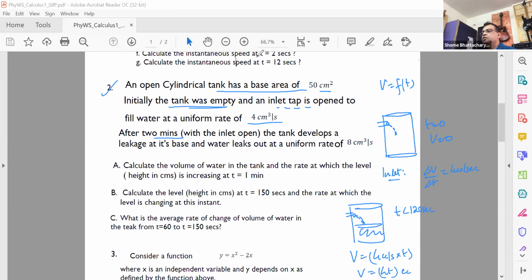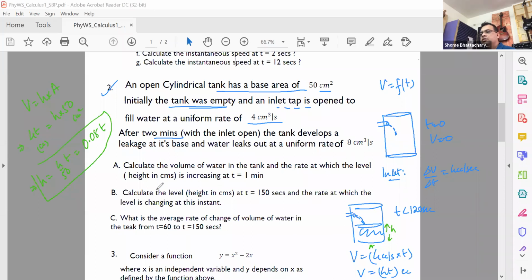And therefore, if the height of the water column is h and the base area is a, so this volume is also equal to h into a. So this volume, which is 4t in cubic centimeters, is that height multiplied by 50 centimeters square. So you can see that the height is equal to 4 by 50 t, or we can write that as 0.08 t as a function of time.